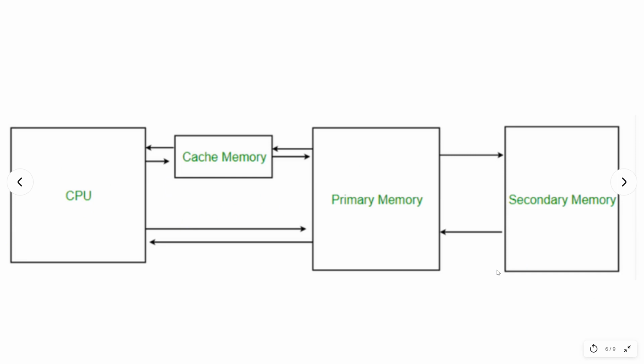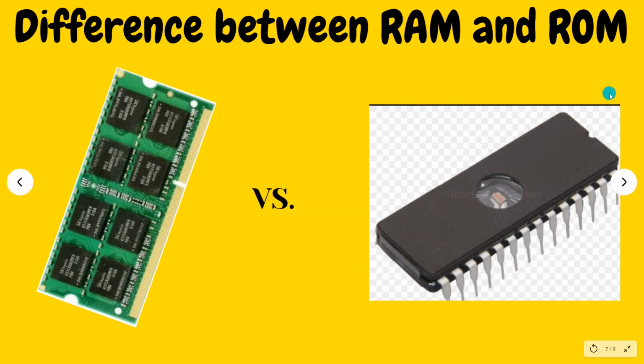Let's see more about RAM and ROM by looking at the difference between them. The full form of RAM is random access memory and the full form of ROM is read-only memory. The RAM is volatile memory which stores the data currently accessed by the CPU, and it stores the data temporarily. It means when the power is off, the data stored in RAM will automatically disappear. Whereas the ROM is non-volatile memory.